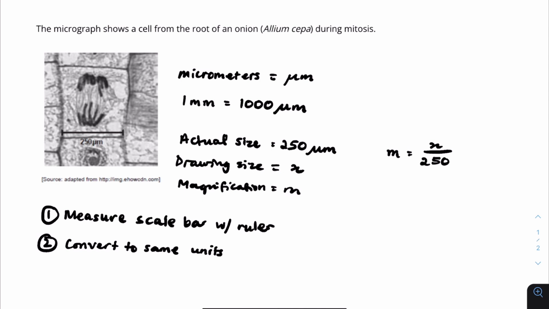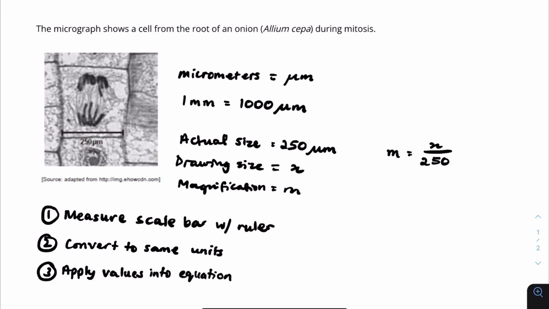The magnification doesn't have either of those. Its units are a times sign, as I had shown in the last one. So convert to the same units. Step 3, apply values into equation. And in that way, you can solve for the magnification.